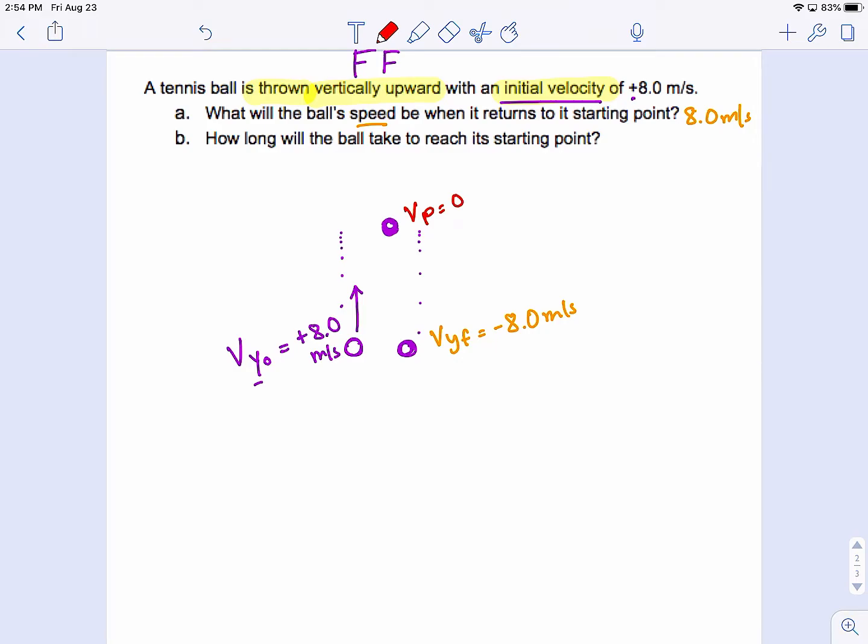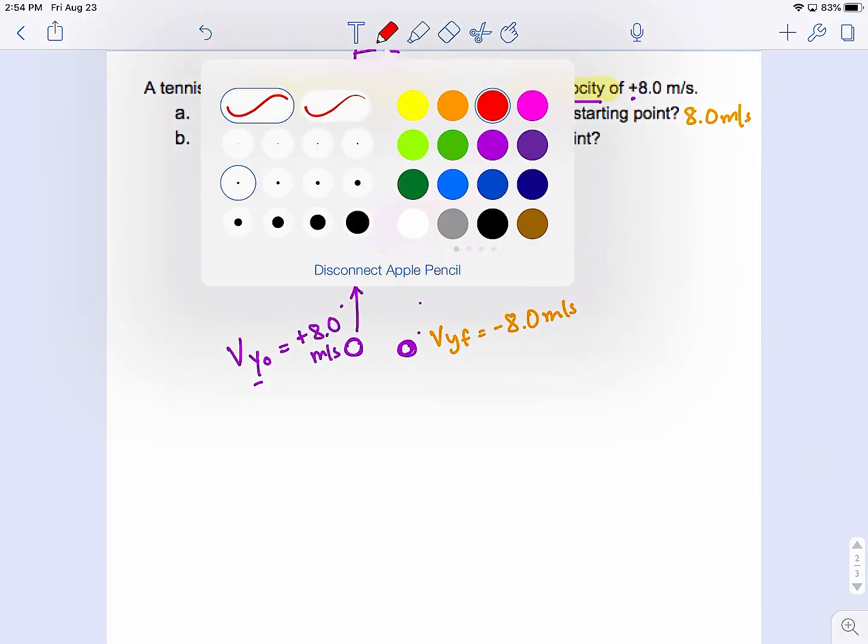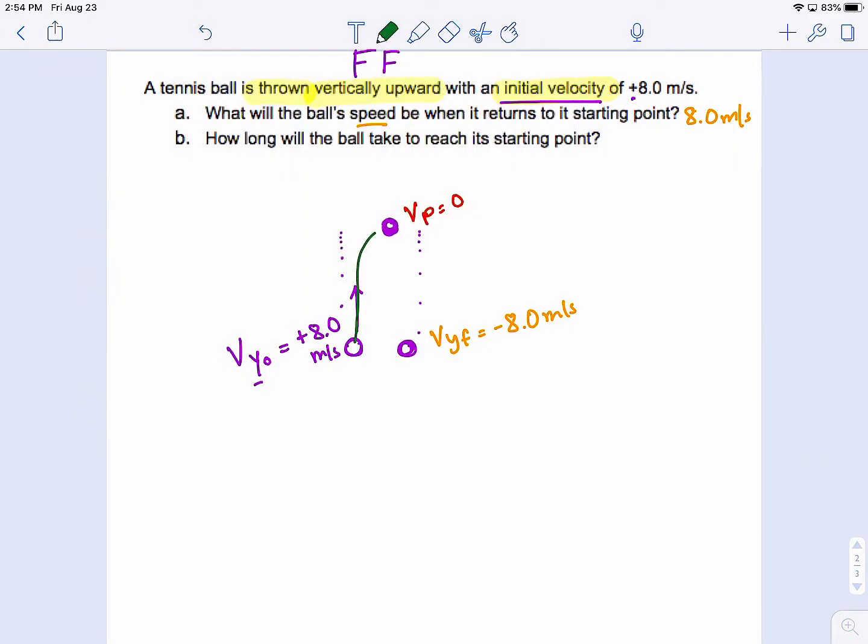Then it says how long will the ball take to reach its starting position. So the ball here is going to go up, hit the peak, come to a stop, and then come back down. And we want to know this entire time. We already have some information. We know the initial vertical velocity. We know the final vertical velocity when it comes back to the same position. And we're looking for the time.